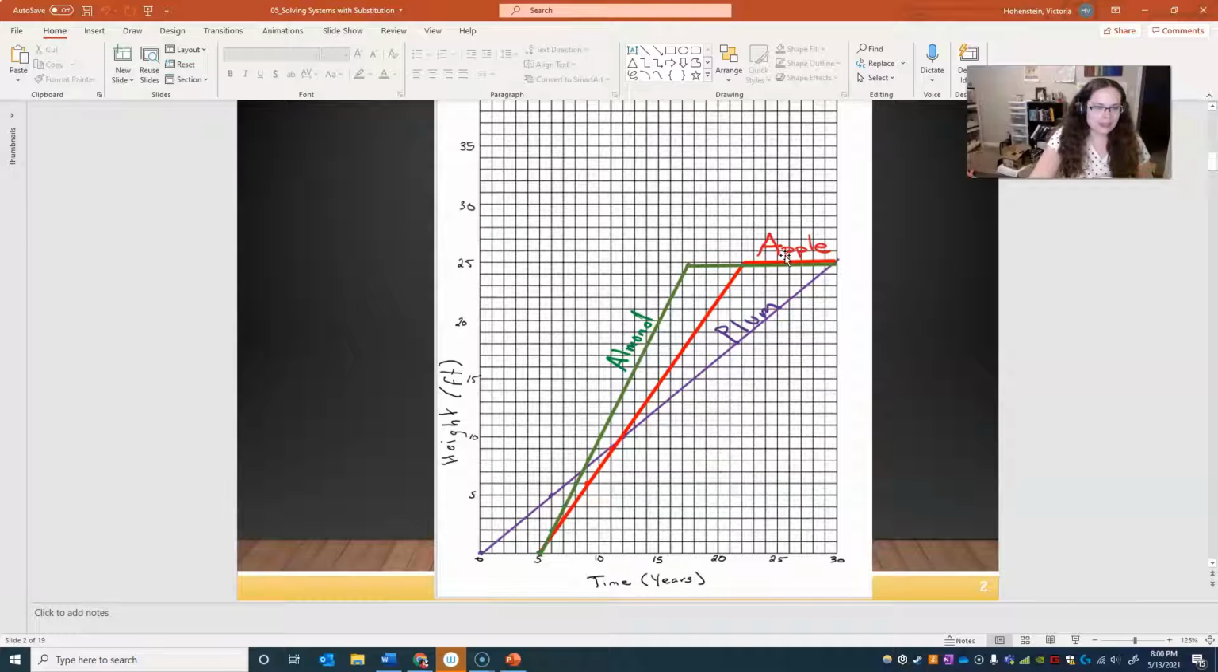I did the same thing. The almond tree here has a slope of 2, so I know it starts at 5, 0. So I start at 5, 0, the point I know, and then from that point you go up 2 over 1. Mark your point, up 2 over 1, mark another point, connect them with a line. And the reason my lines level off is because both almond and apple trees grow to a maximum of 25 feet.